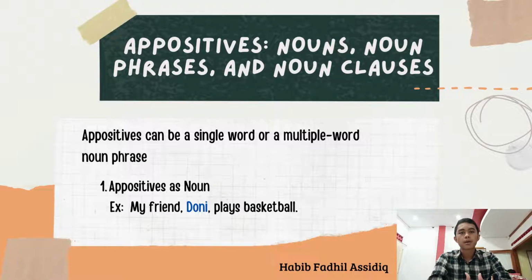For the first form, appositives as nouns. Example: my friend Donnie plays basketball. This example identifies the noun friend with the single-word appositive Donnie. The word Donnie supports the words my friend by explaining more specifically. The speaker wants to explain who the friend is that he means, so the speaker uses the single-word appositive Donnie.